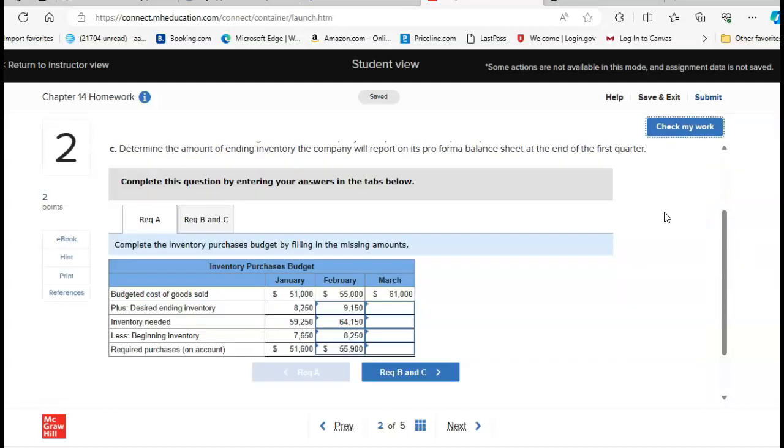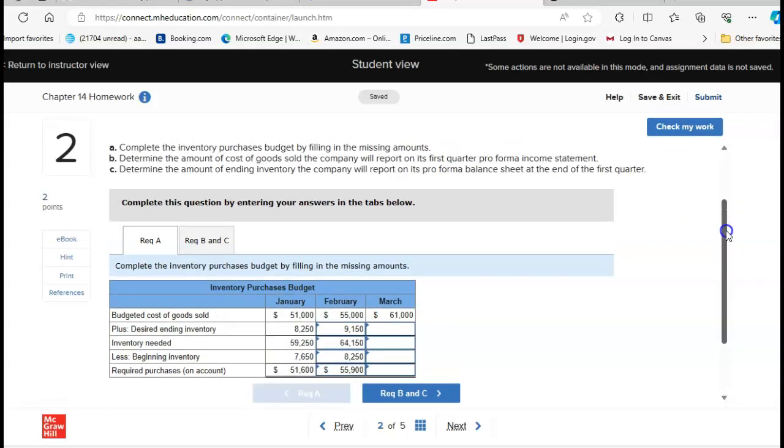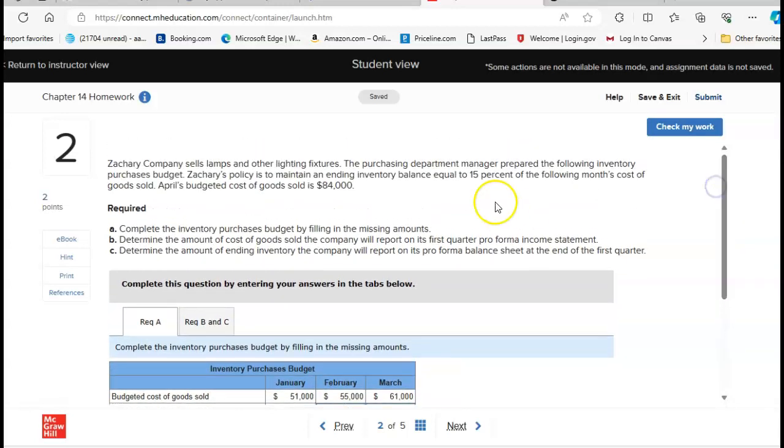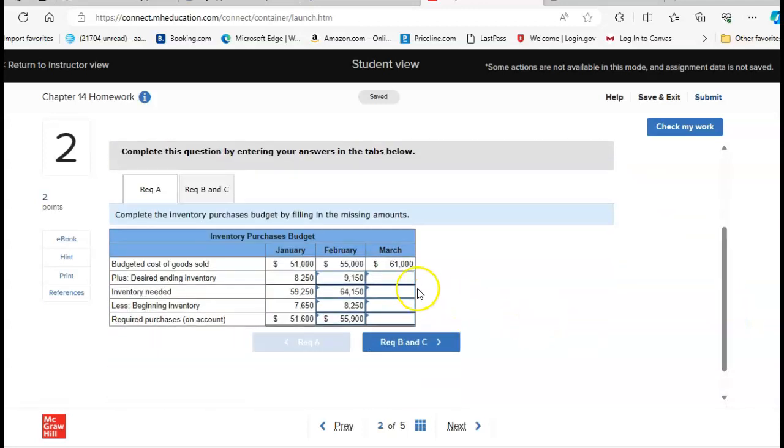So now we can go to the month of March. So they gave us April's cost of goods sold is budgeted to be 84,000. So take that 84,000 times 15%. So 12,600 is our desired ending inventory for the month of March. Add that to your budget cost of goods sold. Inventory needed, $73,600 will be the total cost.